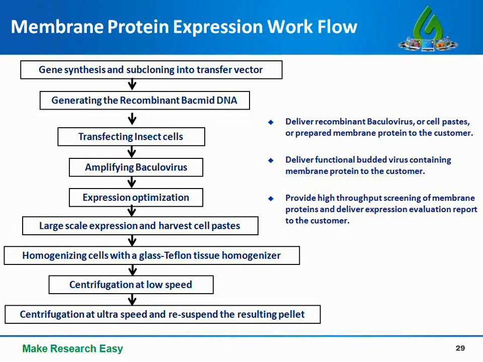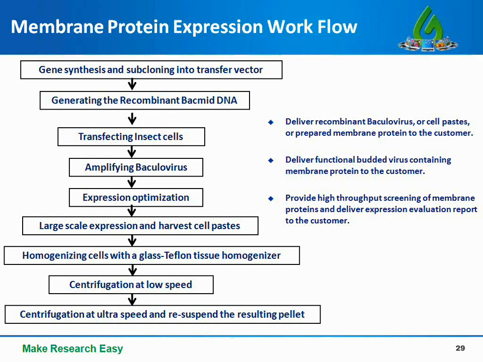So how are membrane proteins produced? The left side chart lists the workflow of the membrane protein expression and purification using the baculovirus insect cell expression system. The first step is the gene synthesis and subcloning the synthesized gene into a transfer vector to generate the recombinant bacmid DNA that has the target gene incorporated. It's then followed by transfecting insect cells with the recombinant bacmid DNA to produce the baculovirus, then amplifying the baculovirus for large-scale expression.